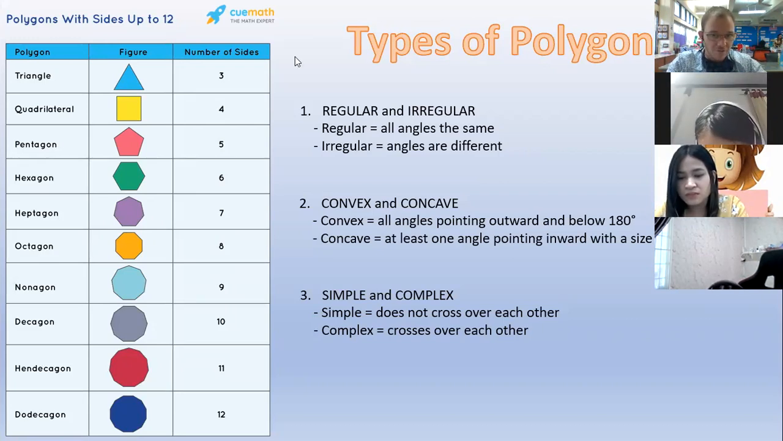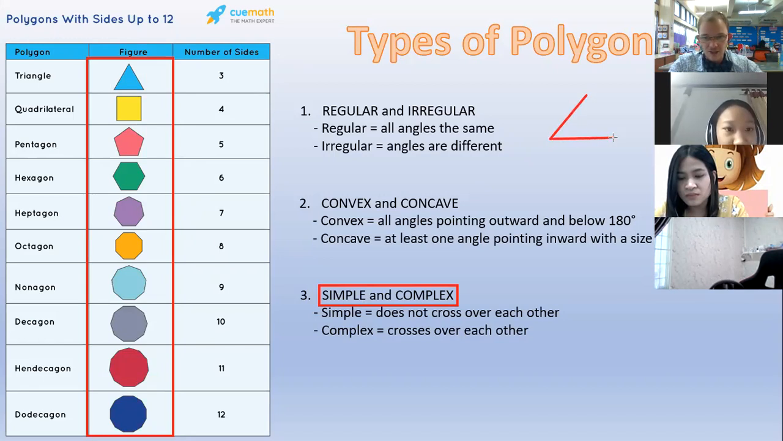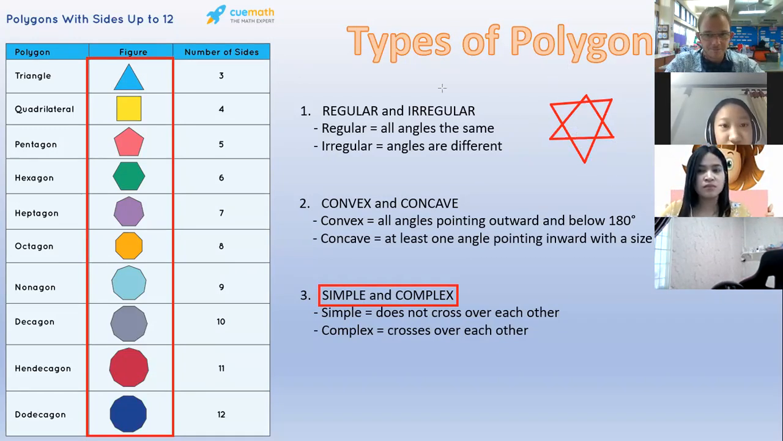And then the last two we have are the simple and complex polygons. All of these on the left-hand side are simple polygons. They do not cross over each other. A complex polygon will be something that looks like this. It has a shape like this, and maybe a shape like this. This is called a complex polygon because the sides are overlapping and interchanging. They do cross over each other to create a shape like this one over here.